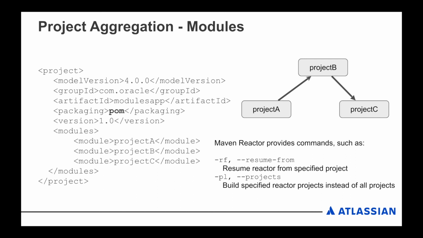And if your build for the multi-module project failed for some reason, you can resume it with the -rf or --resume-from by specifying the module that you want to. And if you want to build specific projects, you can just define it like -pl or --projects and give the name of the modules that you want to build.